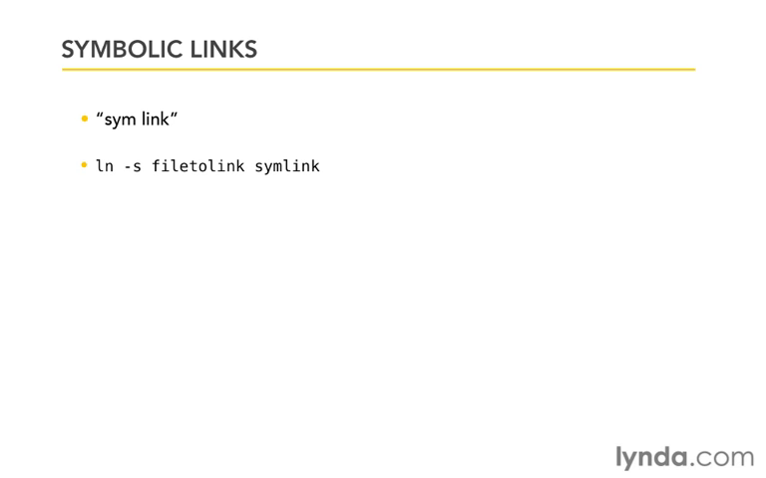So ln -s and then the file that we want to link, or a path to the file that we want to link, followed by the name of the link, or a path with the name at the end, just like we did for hard links. We have our target, followed by the name of the link. Where symbolic links are very different from hard links is that symbolic links reference the path to the file. That's what they keep track of, the path to get to that file, not the file itself.